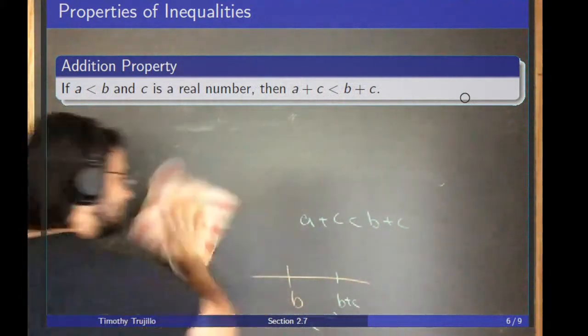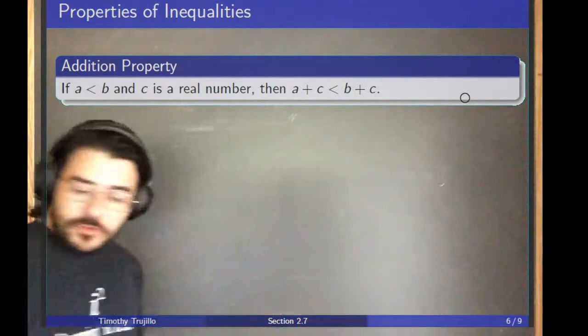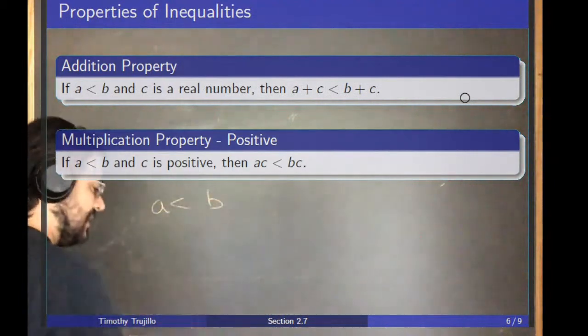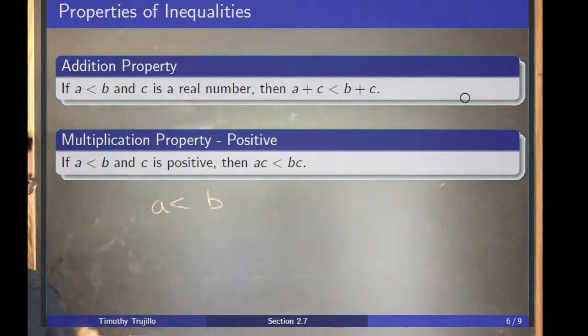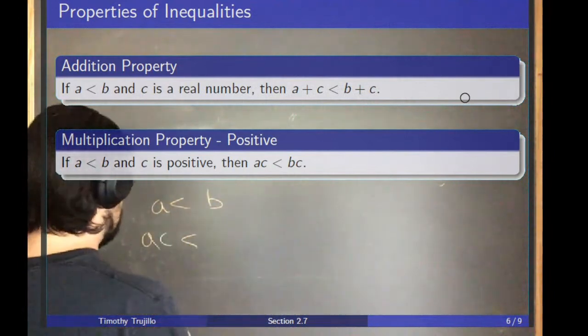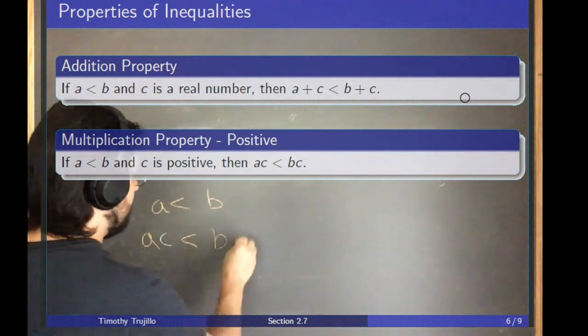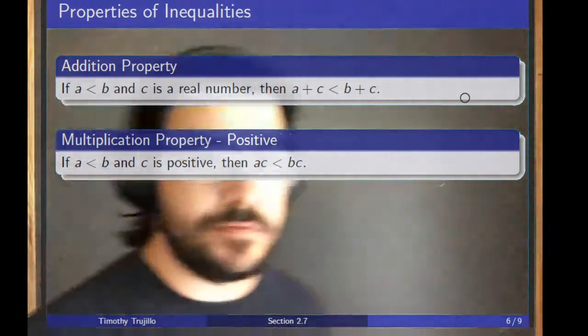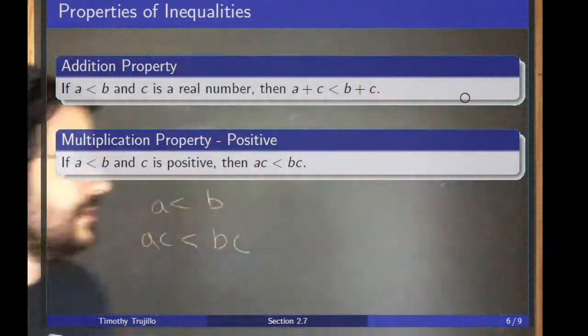Nothing different. Okay, so if you multiply both sides of an inequality by a positive number, nothing changes either, right? So if you start off with A is less than B, you can multiply both sides by C, so you would get A times C on this side, and B times C on this side, and everything would be good, provided that the C is actually positive, right? Provided that the C is positive.